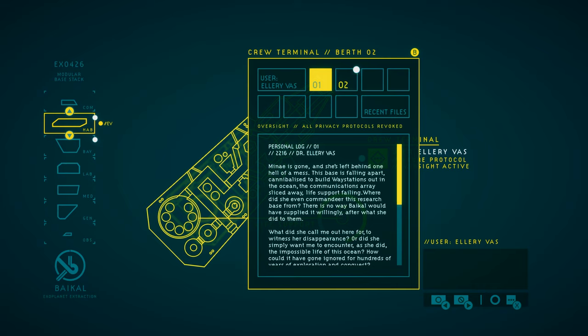Monet is gone, and she's left behind one hell of a mess. This base is falling apart, cannibalized to build way stations out in the ocean. The communications array sliced away, life support failing. Where did she even commandeer this research base from? There's no way Baikal would have supplied it willingly after what she did to them.